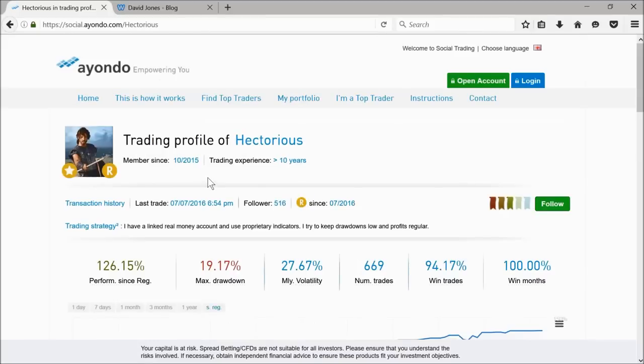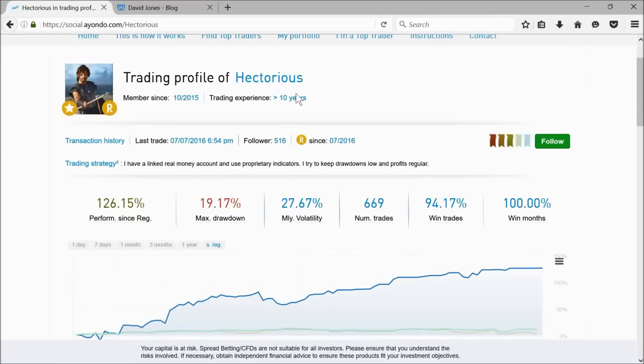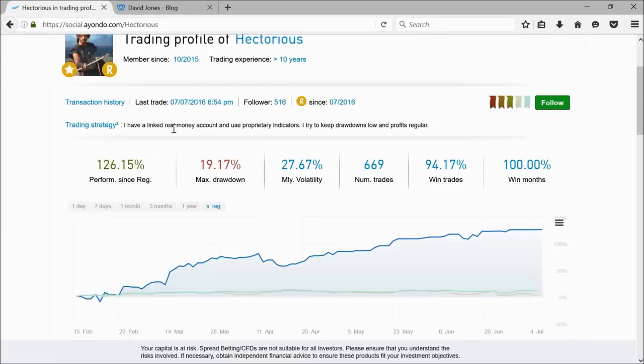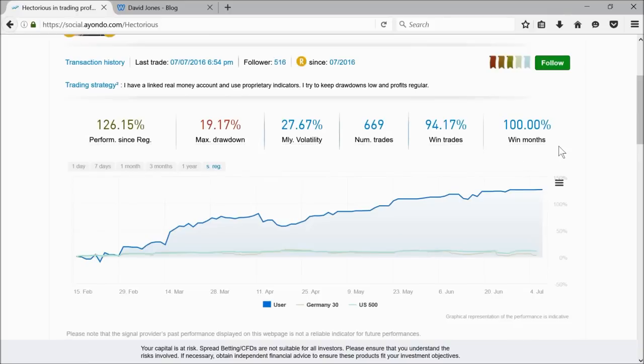Let's click in there. Okay, member since October 2015. Trading experience claimed of greater than 10 years. And trading strategy, I've got a real money account and use proprietary indicators. I try to keep drawdowns low and profits regular. And you can see it's maybe not traded much, I don't think, the last few days. But you can see there's the chart going back since he registered, or she registered. So back to February of this year.